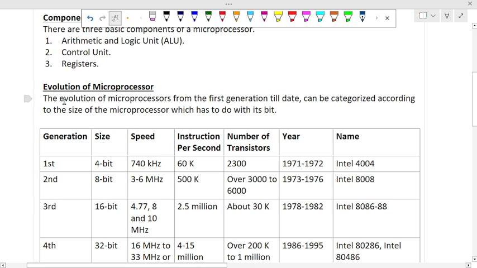Okay, so the evolution of microprocessors from the first generation till date can be categorized according to the size of the microprocessor, which has to do with what? Bits. Now you can see when we say size here, inside the column, what do we have? 4 bits, 8 bits. Bit is what we see. Now, what is a bit? And how does this really relate to size? How can you say a bit means size? Then the microprocessor is changing by a bit, and you say that's changing by size each generation.